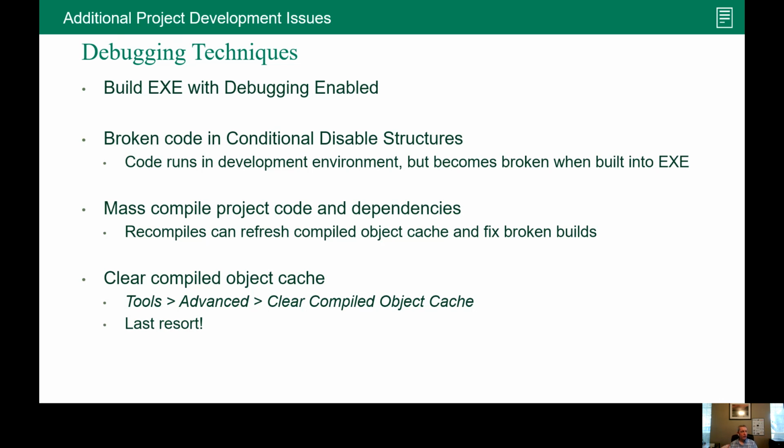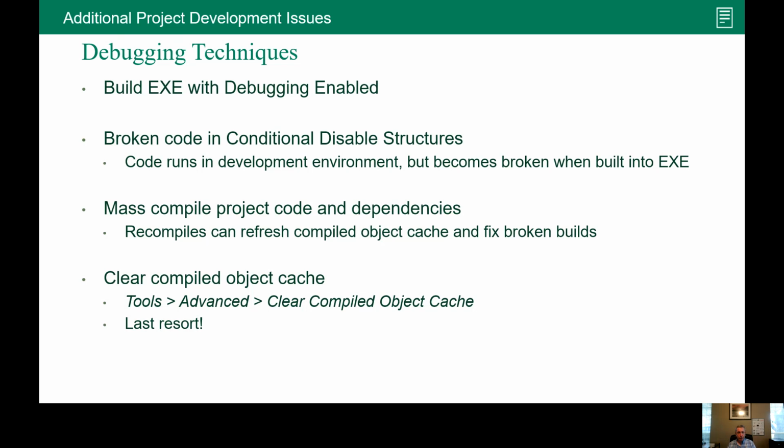One of the most common causes that I've seen for code that runs in the environment but is broken as an EXE is when someone has a conditional disable structure and that structure has a runtime engine equals true case and there's broken code in that case. That's the kind of thing you could write a VI analyzer test for to try to detect. But that is one area you want to look into. If you run the VI and it runs fine, but you build an EXE and it's broken, look to see if there's any conditional disable structures with broken code in them.